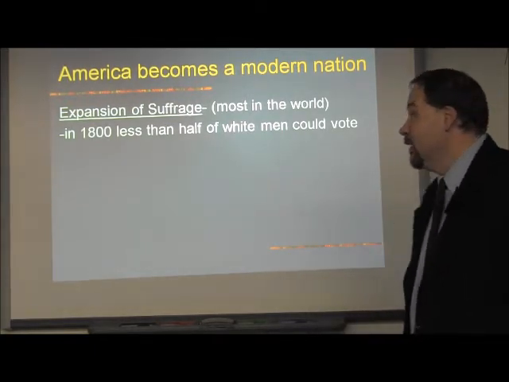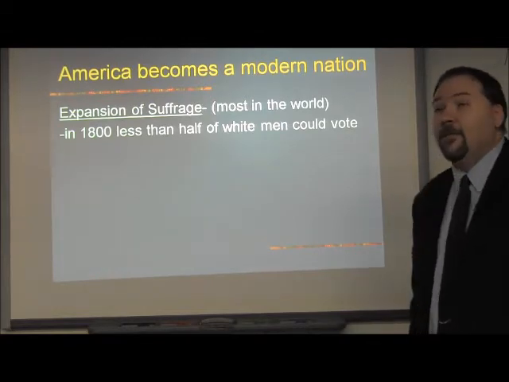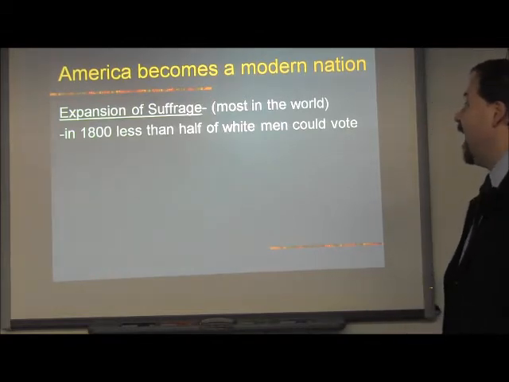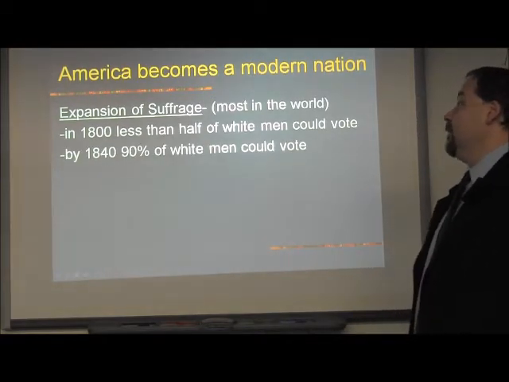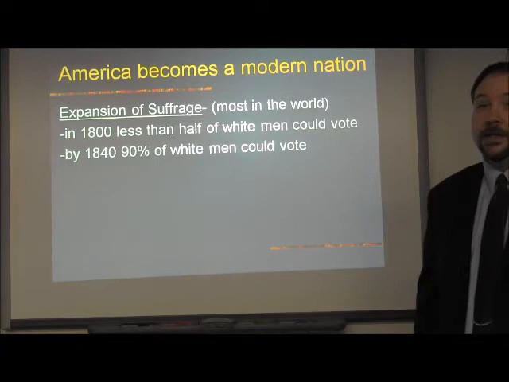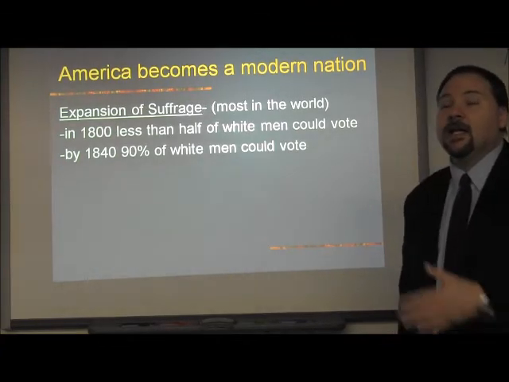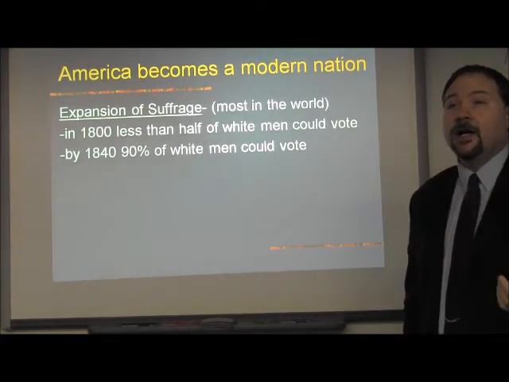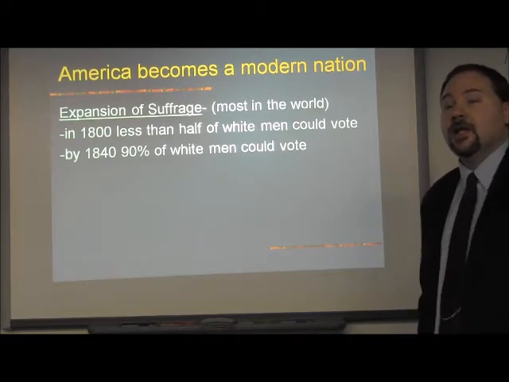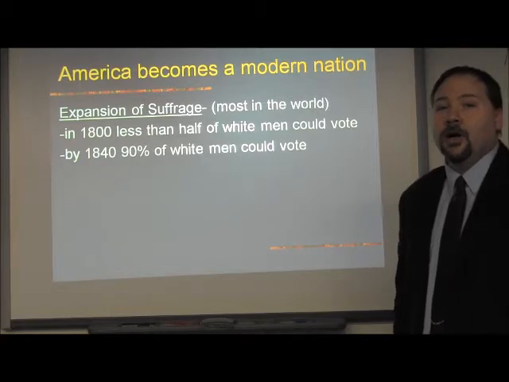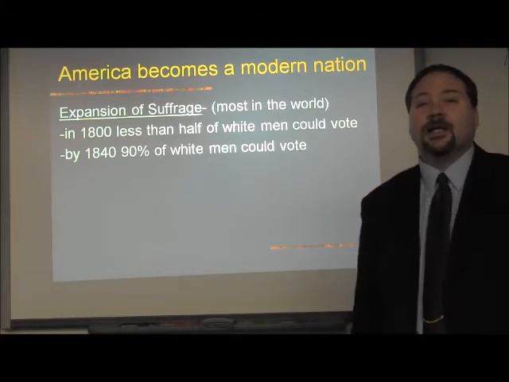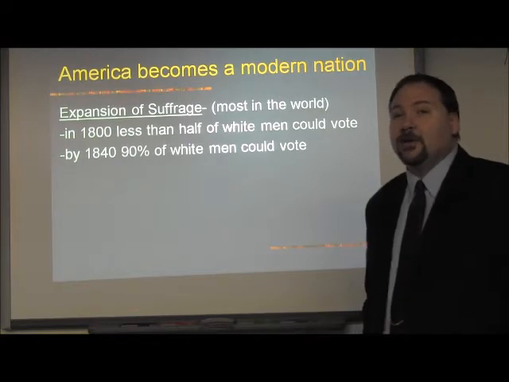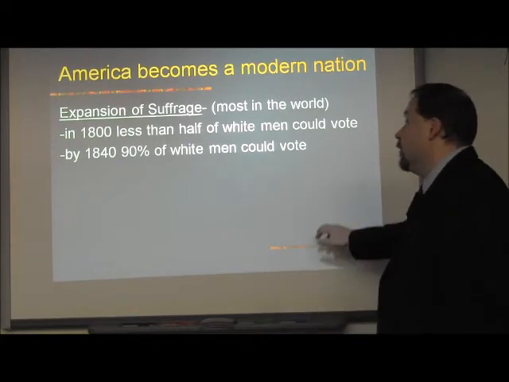But that's an important point here, is suffrage is expanding. And you can see here on the board the statistic that backs this up. In 1800, less than half of all white men could vote, but by 1840, 90% of white men could vote. And so you see that expanding of suffrage taking place in these years from the Constitutional Convention to the Civil War. More and more white men can vote, still just white men. And a lot of that has to do with the president known as Andrew Jackson, who will come up further in our lectures.